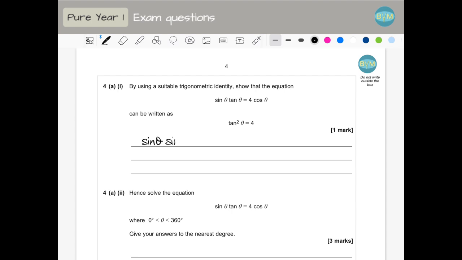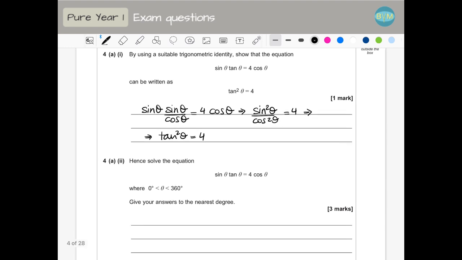So we are going to substitute the tan by sine divided by cos, and then we have on this side sine times sine is sine squared, and we can put this cos dividing here, that together with this cos is cos squared. So we have sine squared divided by cos squared is 4, which means tan squared is going to be equal to 4. Yeah, just that.